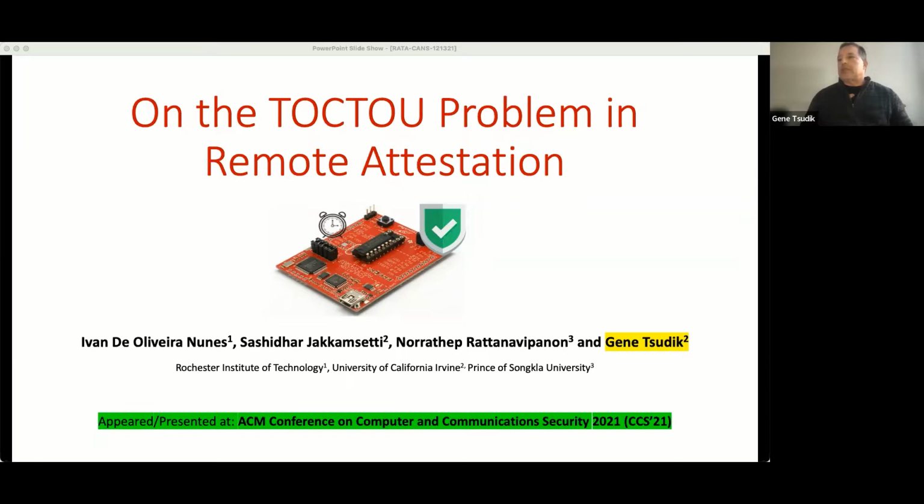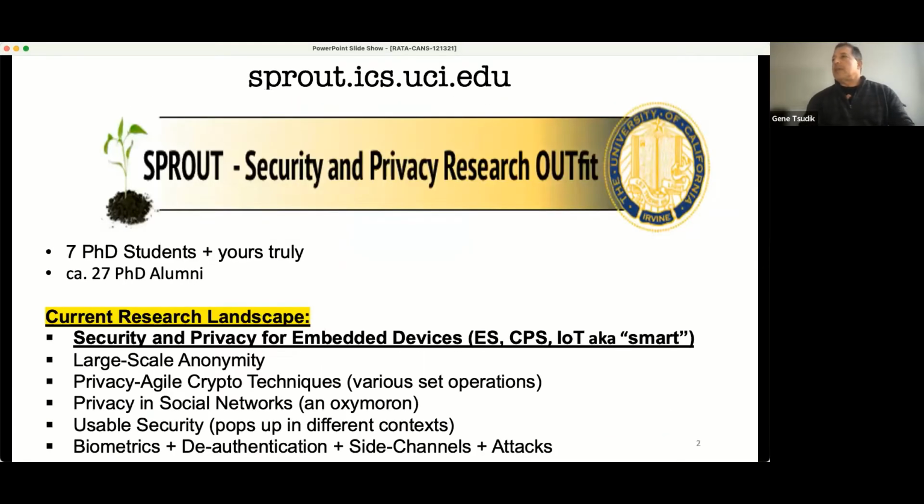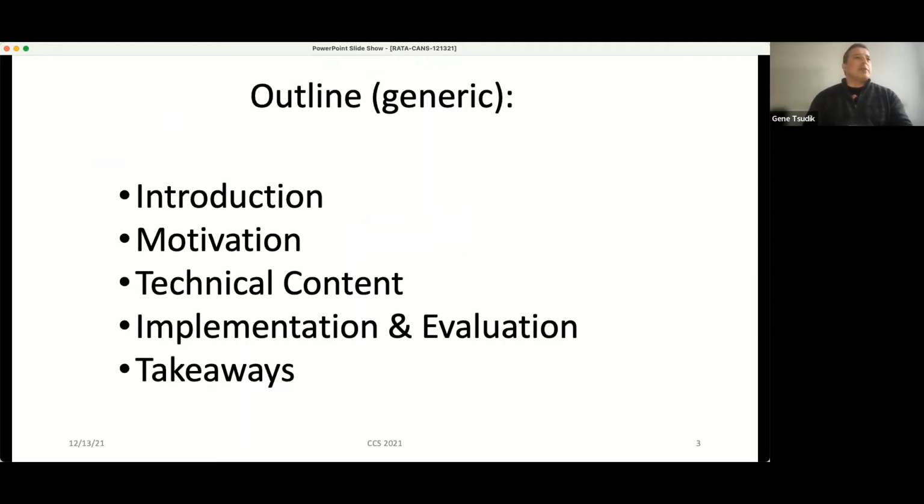This work, just to give credit where credit is due, is done by myself in collaboration with 2 former and 1 current PhD student. And you can see where the 2 former students went, and 1 is still with me for another year. And this recently appeared at the ACM CCS a month ago or so. I'll skip this slide because it's just about my lab.